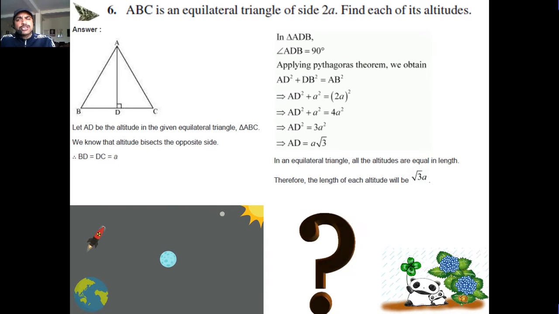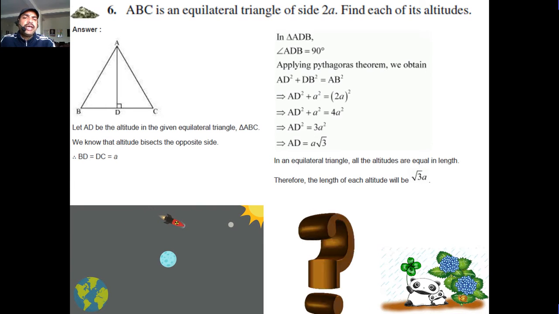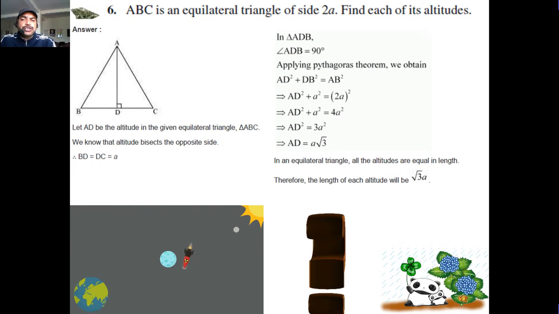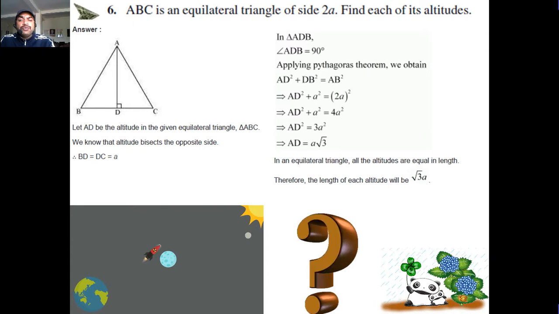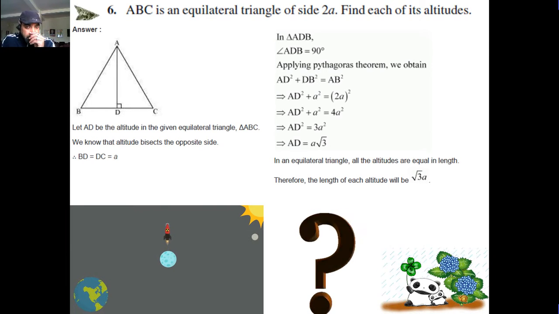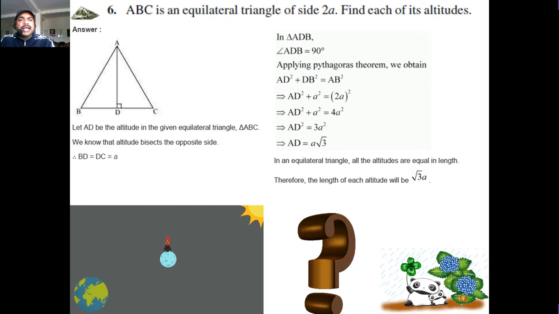Now students, next question number 6. Triangle ABC is an equilateral triangle of side 2a. Find each of its altitudes. Let AD be the altitude in the given equilateral triangle ABC. We know that the altitude bisects the opposite side, so BD is equal to DC is equal to a.